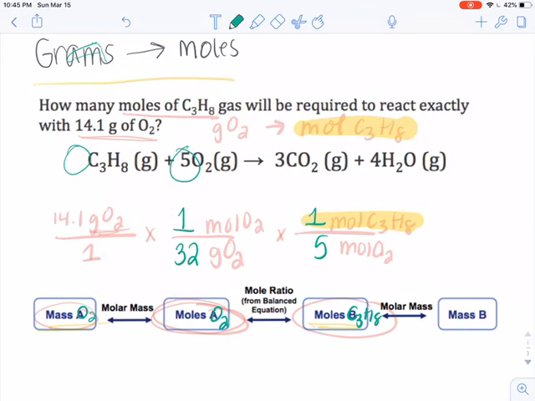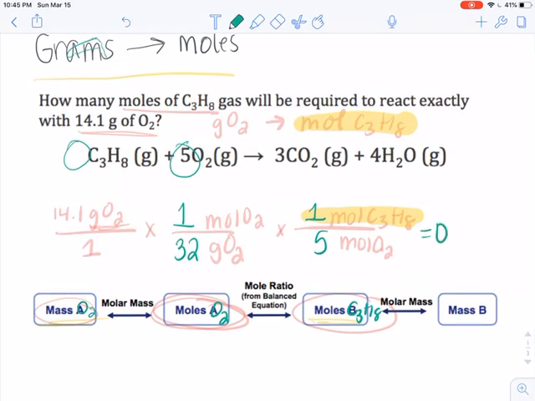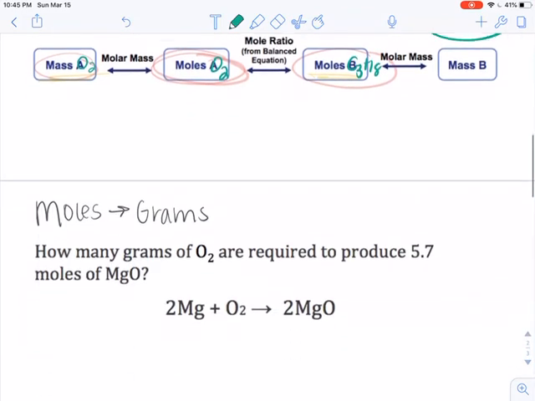And when I do that, I get, that does not make sense. Let me try that again. My final answer is going to be 0.0088 moles of C3H8, which is exactly where I wanted to go.